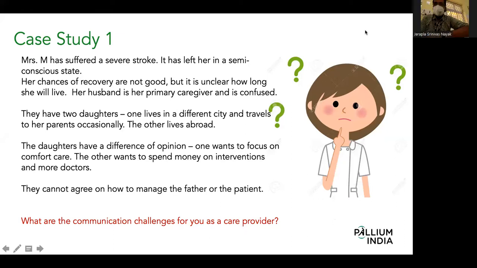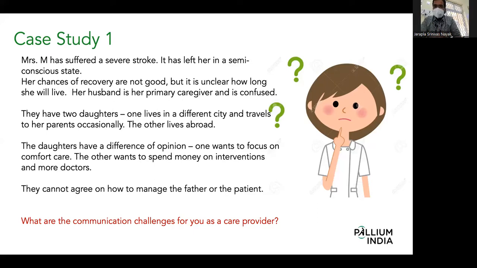Hello, ma'am. This is Srinivas. Basically, in this case study, the two daughters have a difference of opinion regarding the care being provided. One is focused on comfort care, and the other wants to spend money on interventions. But in the first paragraph itself, it is said that she had a severe stroke, and her chance of recovery is unclear. So the communication to the family members, and who the primary caregiver is, is also very challenging to find out here.